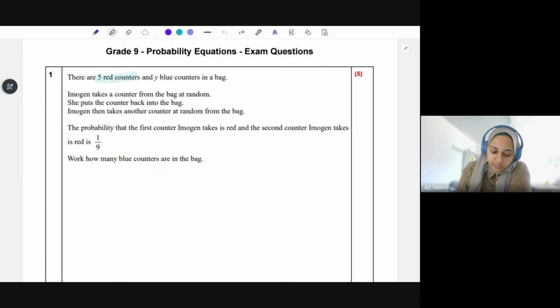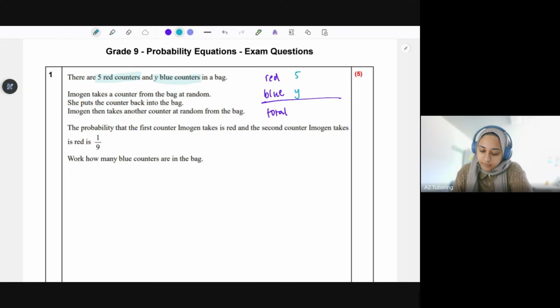So here we've got 5 red counters and Y blue counters in a bag. What I would always recommend with probability questions is that you should always have your options and then your total. In this case, your options are red counters and blue counters, and then our total. It makes doing the question a whole lot easier. So red, we've got 5. Blue, we've got Y. And then our total, because there's only red and blue, must just be 5 plus Y. As soon as you put these 3 facts down, it's a lot easier to work with your probabilities. Okay, so we've got that.